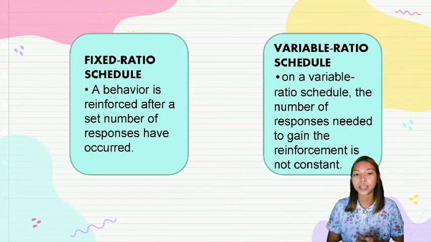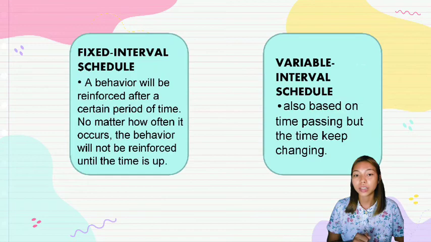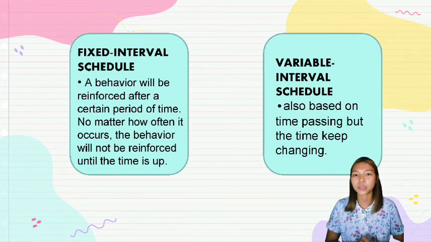Variable ratio schedule. In a variable ratio schedule, the number of responses needed to gain reinforcement is not constant. For example, rewards could be given after 3, 5, 9, and 15 mathematical problems solved.